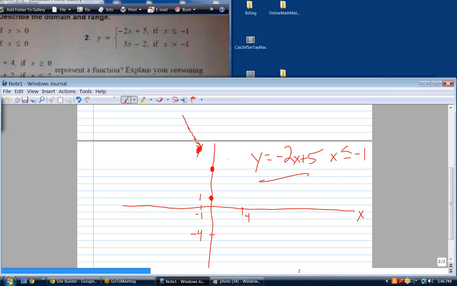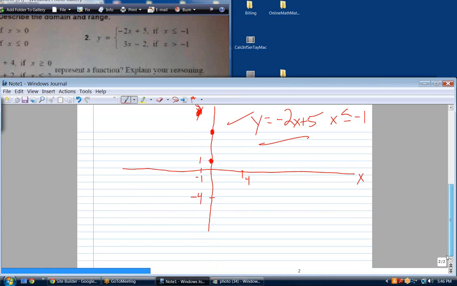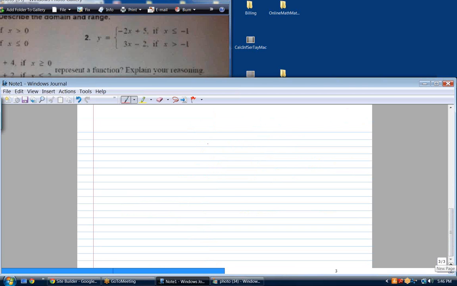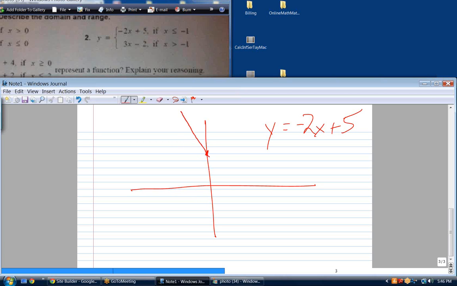Okay, so you see how I'm plotting this function? No, I don't get it. Okay, let me go down a little bit here. How would you plot y equals -2x plus 5? You would go to the y-intercept, which is 5. And then you would draw a straight line through that with a slope of -2. So that's how we would plot it.